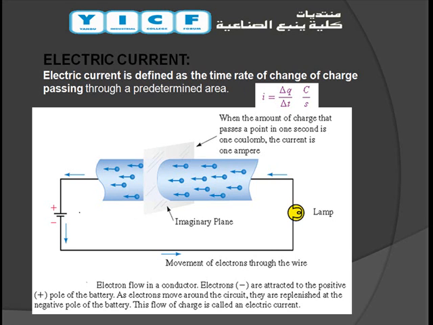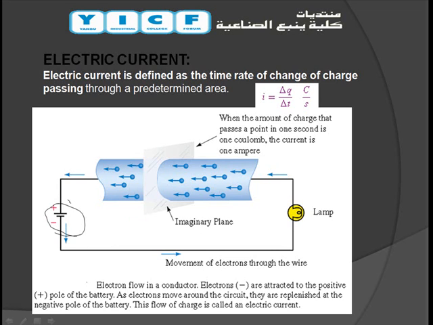And this is a diagram showing the conventional flow of current in a closed loop circuit. We have here the battery. This is the symbol for a DC voltage battery. The current goes from the negative terminal through the lamp and comes back to the positive terminal.